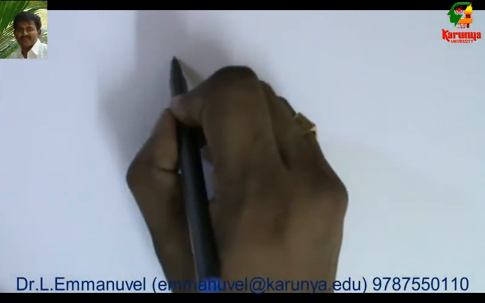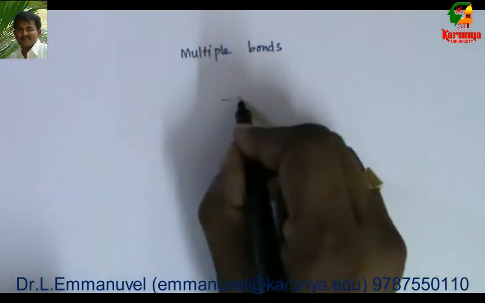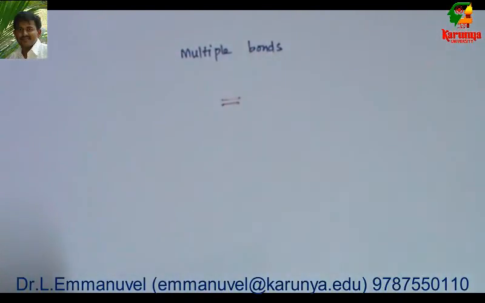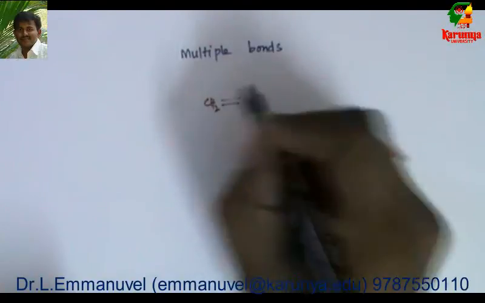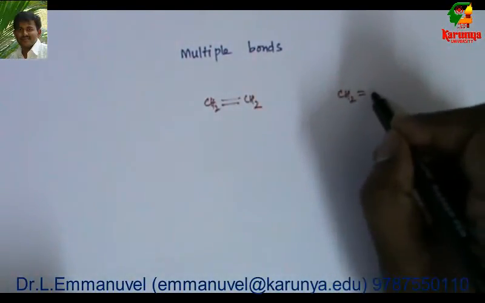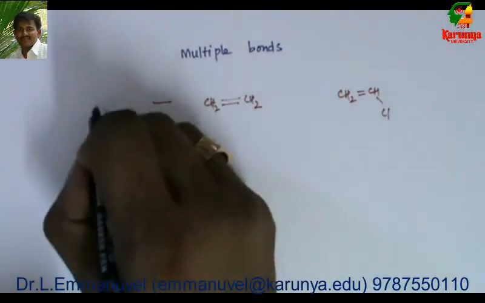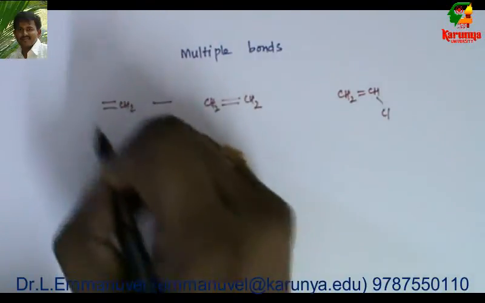Third one, multiple bonds. Let us consider this ethylene and vinyl chloride, propene.